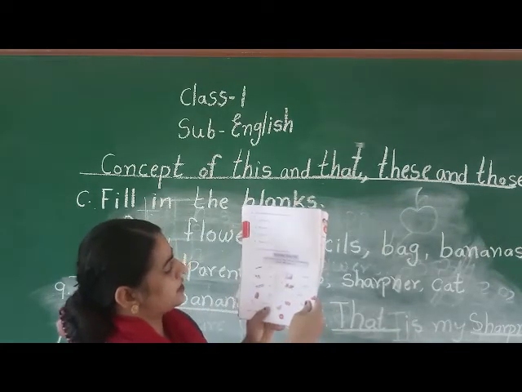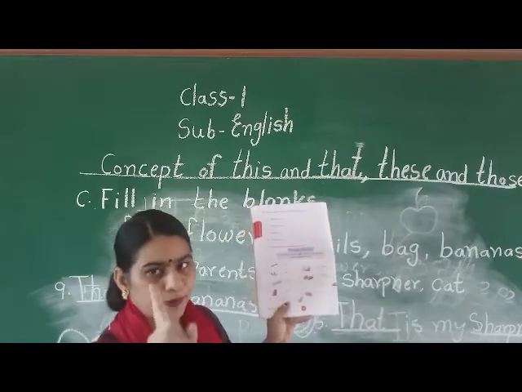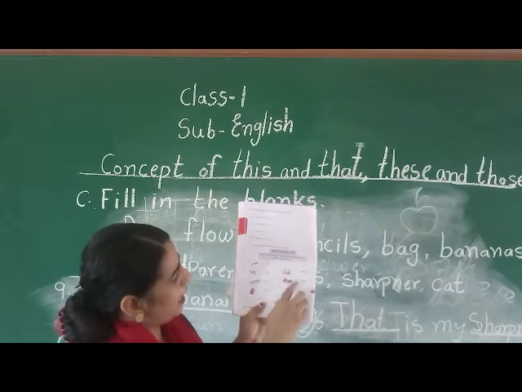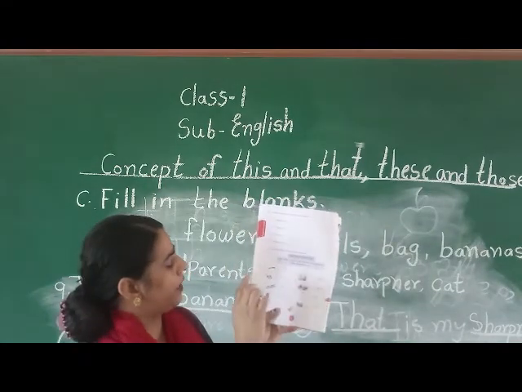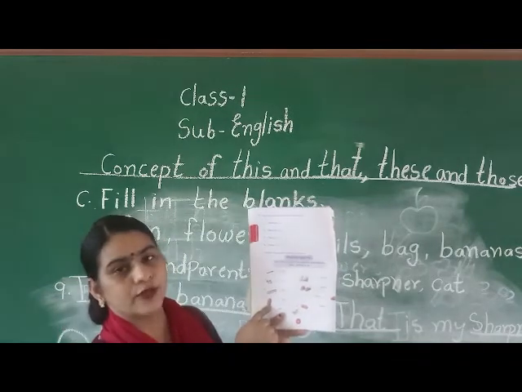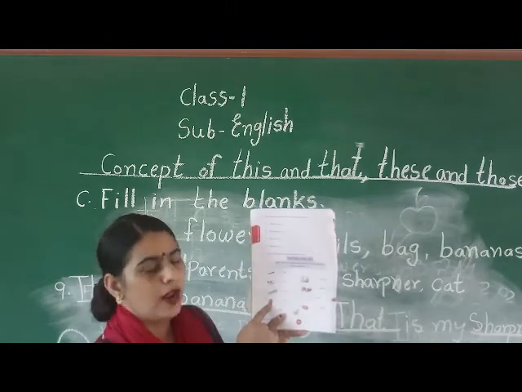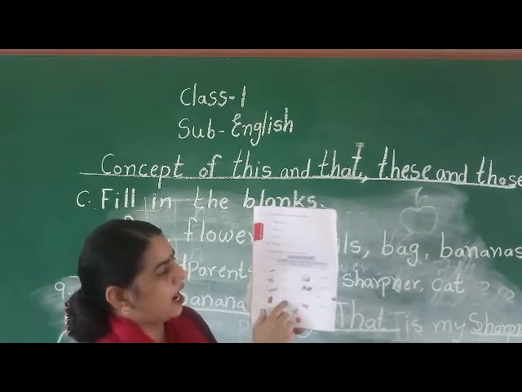After that, on number 6, dash is my sharpener. So one sharpener is there and it is far away. So that is my sharpener. After that, number 7, you can see a school bag. What is this? This is a picture of a school bag and it is nearby us. Here we will use this is a bag.